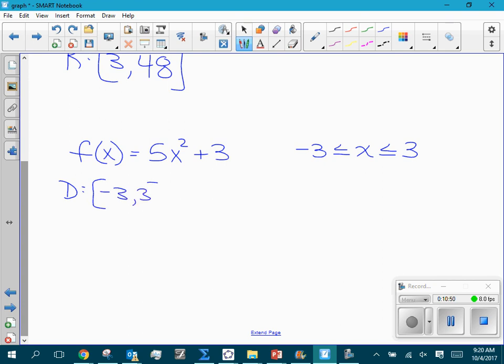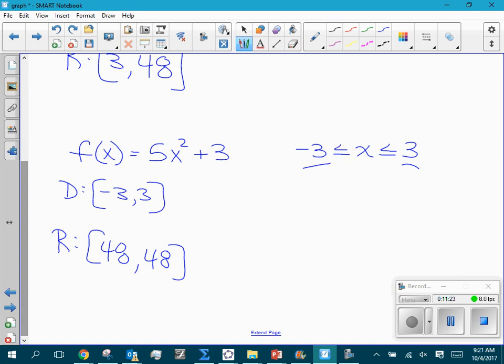Negative 3 to positive 3. So now if I plug in negative 3, negative 3 squared is 9, right? Times 5 is 45, plus 3 is 48. If I plug in positive 3, okay, so I plugged in that one first, and now I plug in that one second, now I get positive 48. Well, if I have an interval that starts at the same spot and ends at the same spot, that's just 1 point, right? Okay. Hopefully you realize that there's going to be more to this graph than that.